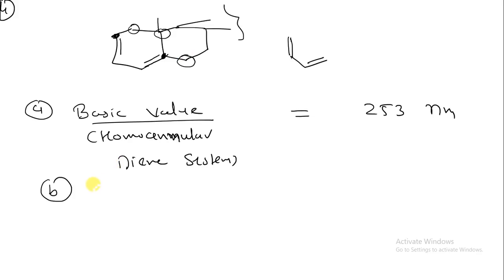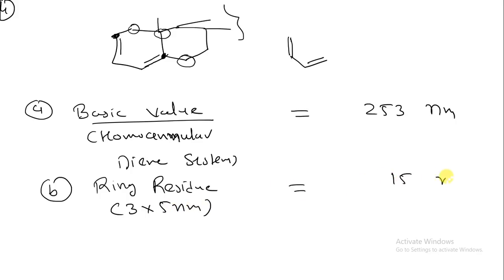So I just have to write down the ring residue. There are three ring residues present over here, so 3 into 5, I have to write down 15 nanometer. Now the third one, if there is any substituent present in the structure. Here there is a CH3 group, but it is not present on this carbon atom, it is present on this carbon atom. I just have to look at the substituent, 1, 2, 3, 4.